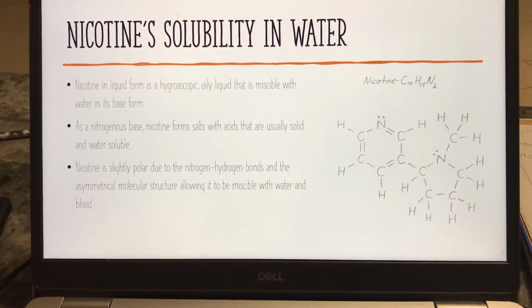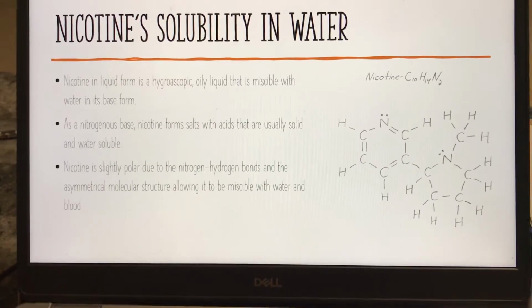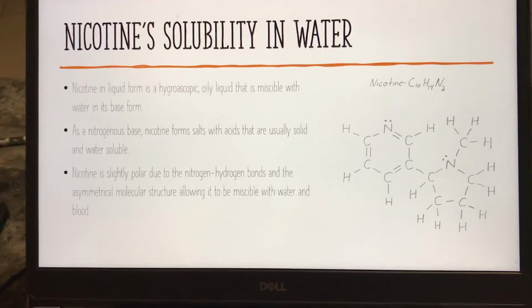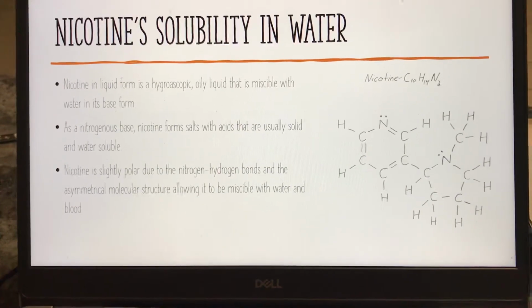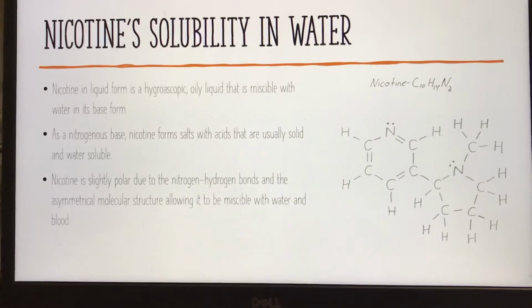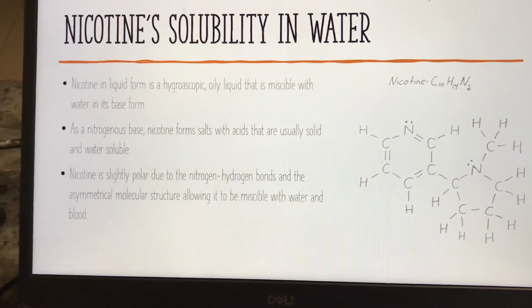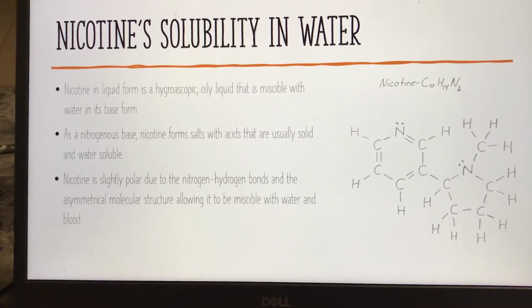Nicotine in liquid form is a hygroscopic oily liquid that is miscible with water in its base form. As a nitrogenous base, nicotine forms salts with acids that are usually solid and water soluble.